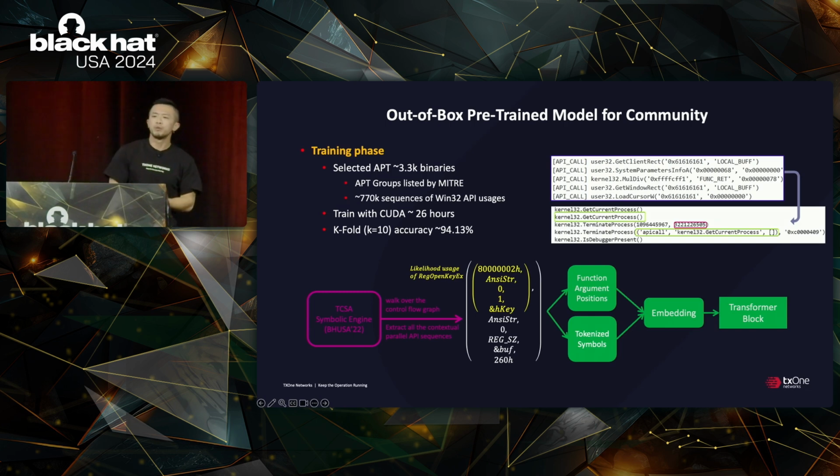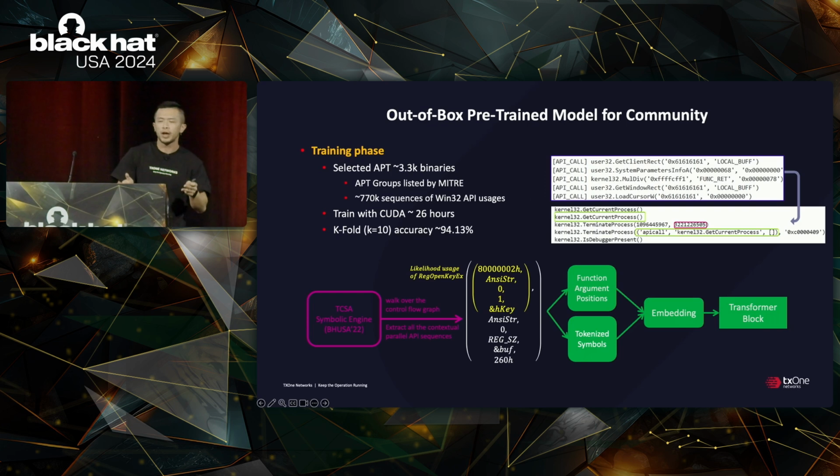So once we can build a solid, practical engine to extract those API sequences from the stripped binary and represent them as word embeddings for the attention engine to detect, we can try to build a successful AI engine to detect real-world attacks. And also, we want to share our AI model directly with the community to use.